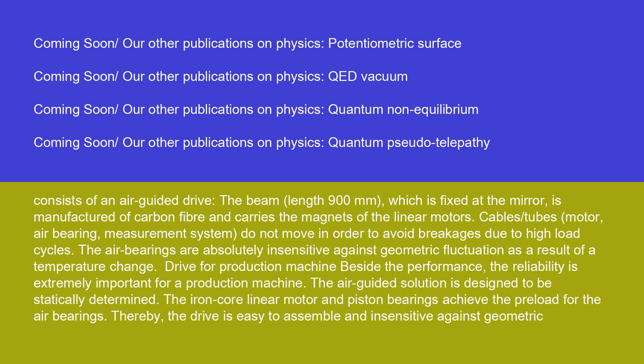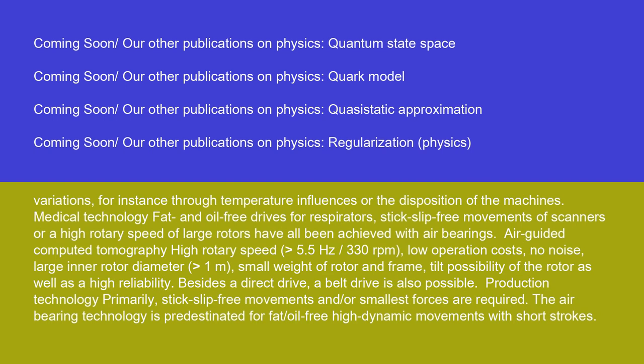Drive for production machine. Besides the performance, the reliability is extremely important for a production machine. The air-guided solution is designed to be statically determined. The iron core linear motor and piston bearings achieve the preload for the air bearings. Thereby, the drive is easy to assemble and insensitive against geometric variations, for instance, through temperature influences or the disposition of the machines.